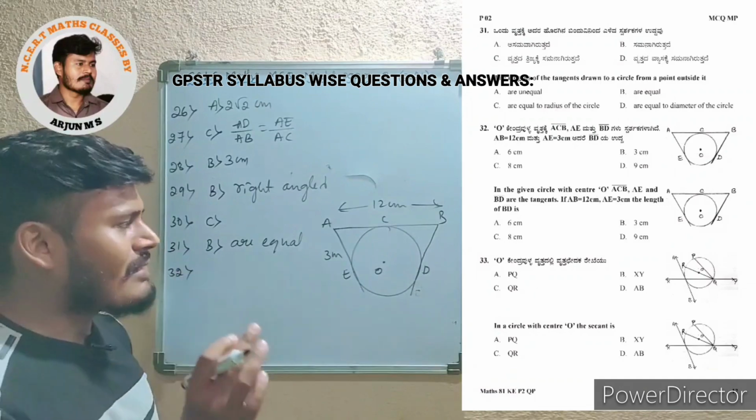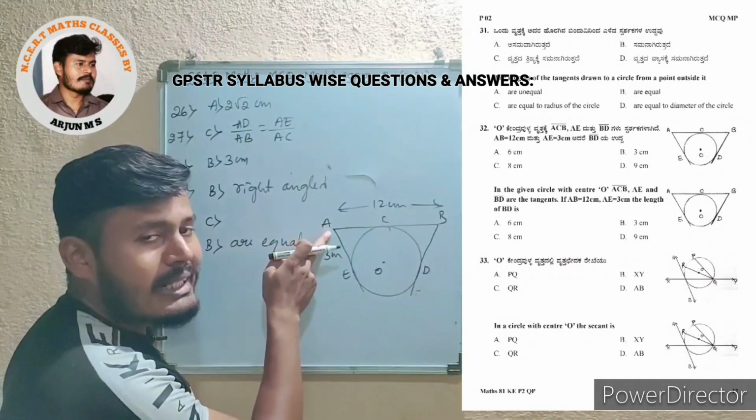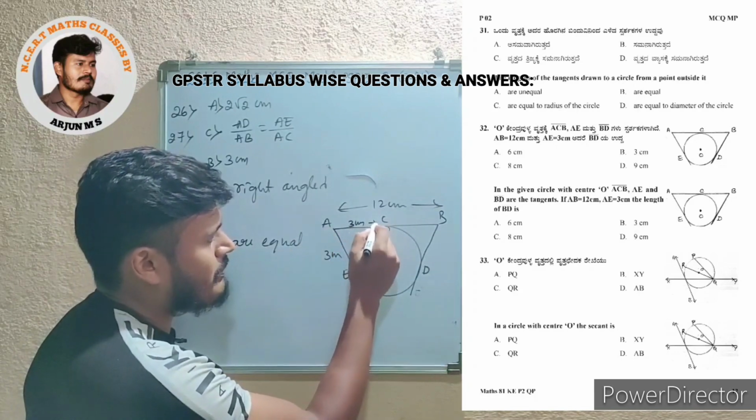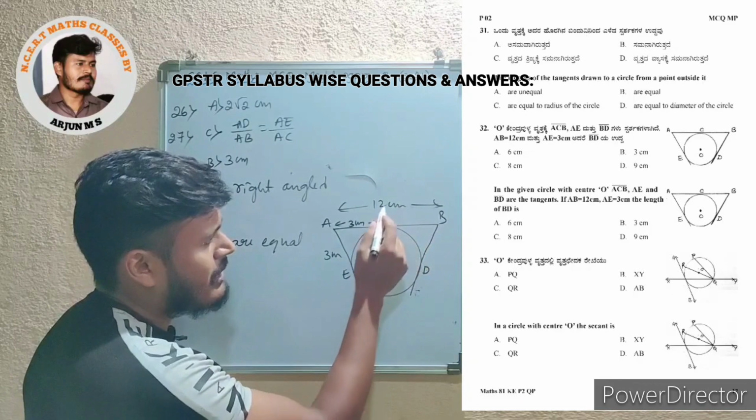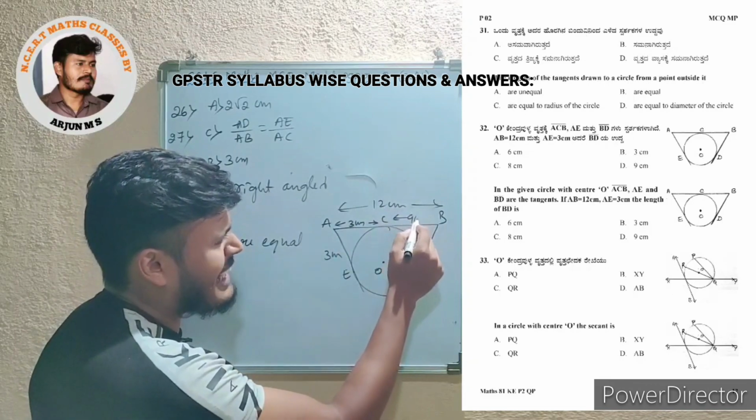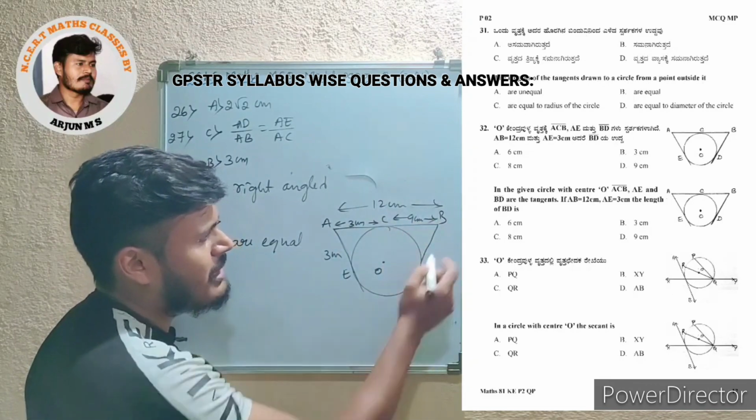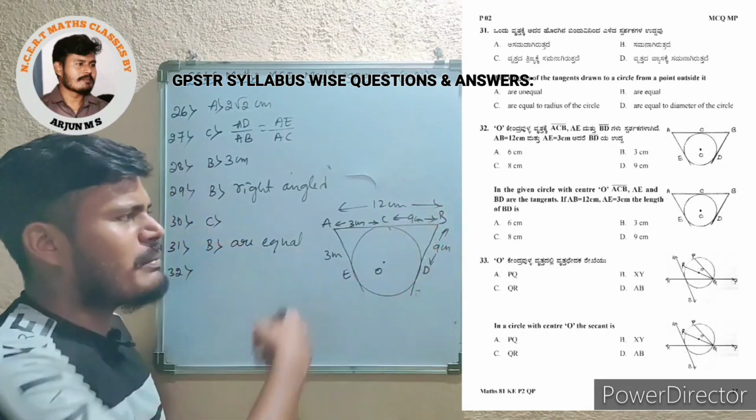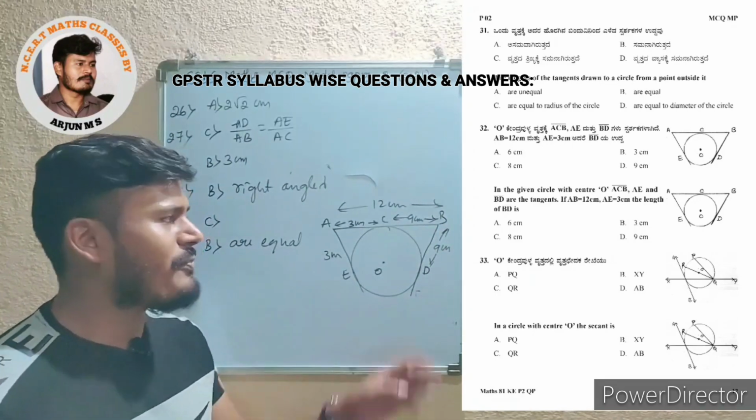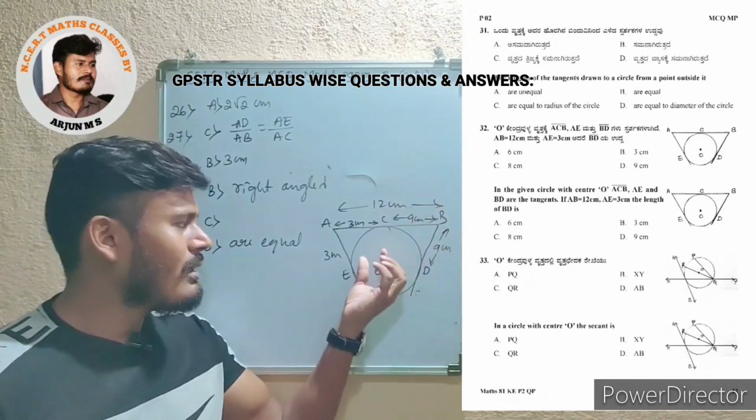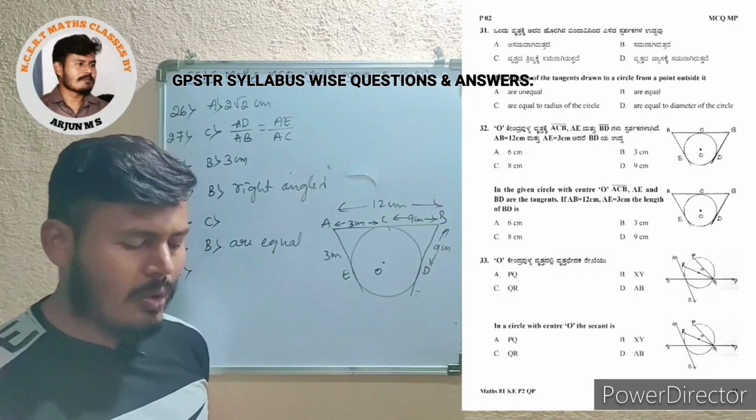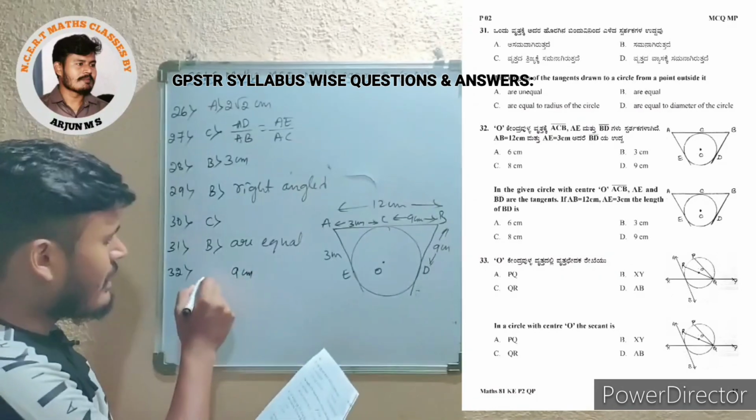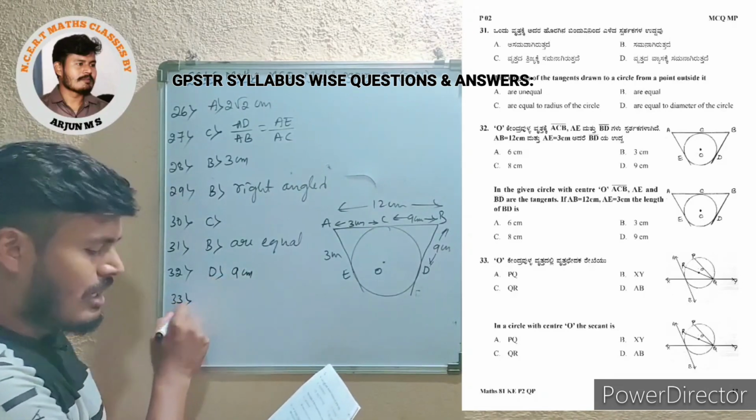We know that lengths of the tangents drawn from an external point are equal, right? Then AE is also equal to AC, which is equal to 3 centimeter. So then what about CB? 12 minus 3, which is equal to 9 centimeter, is the length of CB. Then DB is also equal to 9 centimeter, because DB and BC are the tangents drawn from an external point B to the circle with center O. That's why the length BD is equal to 9 centimeter. Here option D is the correct answer.